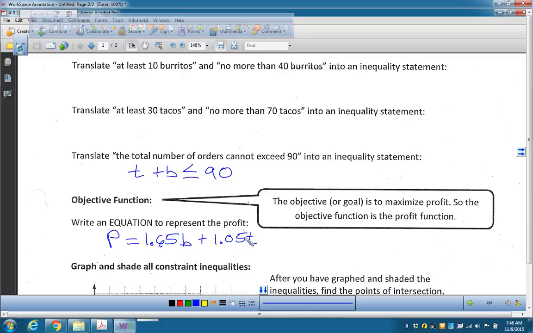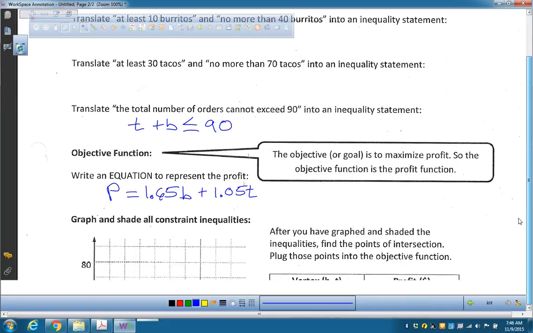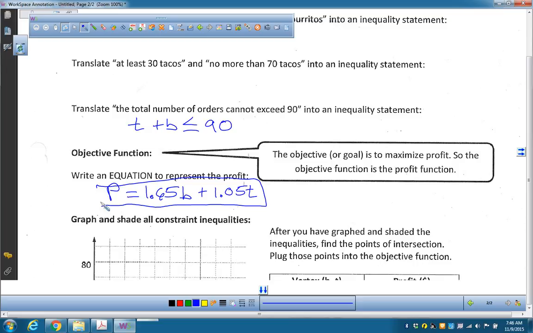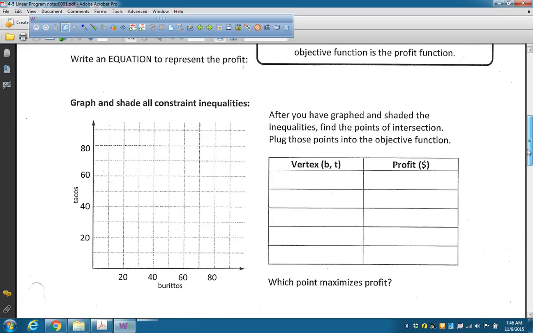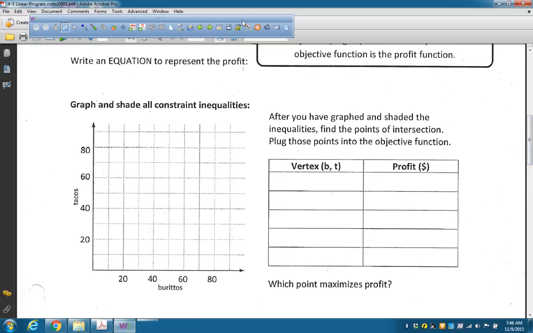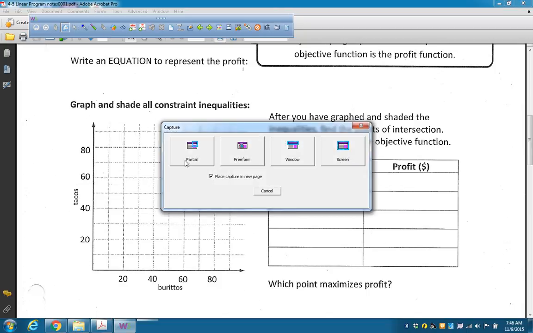Okay? Now, the next step when you're doing one of these is to graph all of your inequalities. Then what you do with your optimization equation is this doesn't get graphed. What you do is you plug in, I'll show you what you do. Okay, so let's go back to the graph. I'm going to take a picture of this so that I can put it on the big screen.